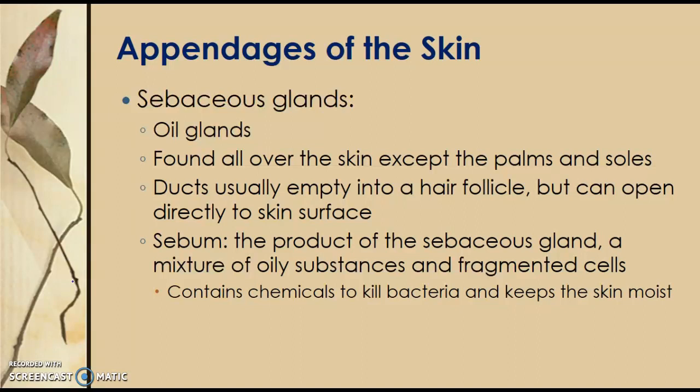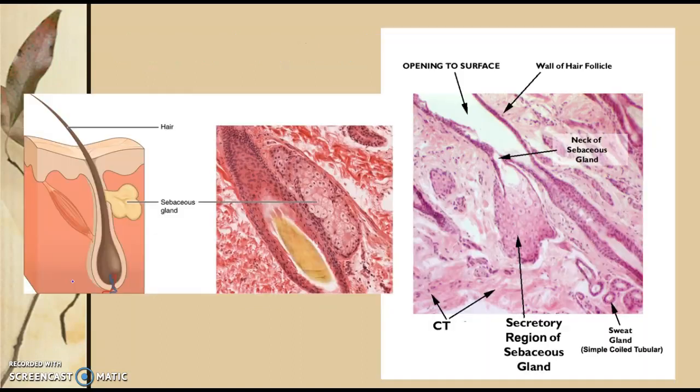They release a product called sebum. Sebum is the oil that has basically just kind of dead cells, an oily substance, and it also contains chemicals to kill bacteria and help keep the skin moist. And some of us create more sebum than others. Me, for example, I have a very, very oily face, where some people have really dry skin.